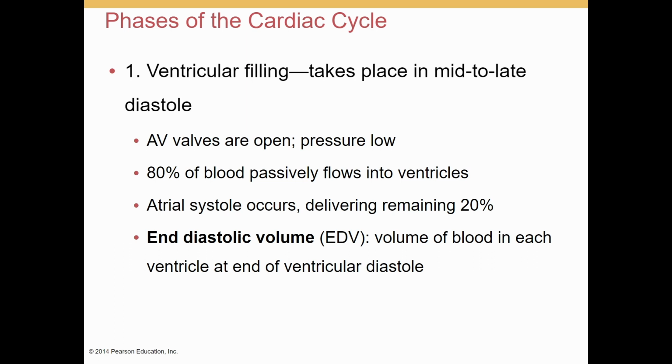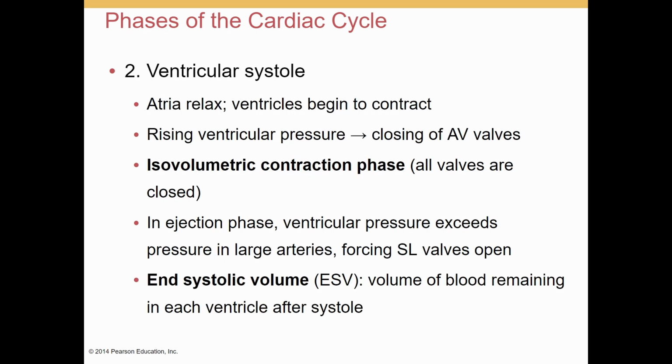And then the heart will start to contract. The atria first enter systole. They will deliver the remaining 20% of blood that was flowing back to the heart into the ventricles. After the atria contract, the ventricles will start to contract when they're relaxing. And as they contract, they will not yet open the semilunar valves, and that will produce a volume in the ventricles that for a moment is not going anywhere. And this volume is known as the end diastolic volume. It's the volume of blood in each ventricle at the end of ventricular diastole. So this is after the atria contract and right before the ventricles are about to contract.